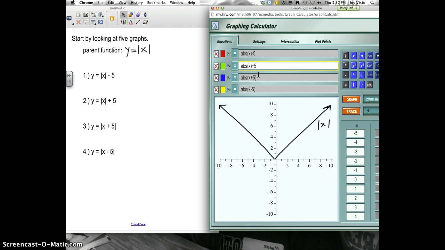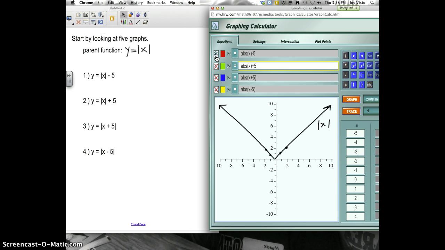Okay? I already have the parent function up here. And this function was graphed because if you think about it, the absolute value of when x is 1, it's 1. When x is negative 1, it's 1. When it's 2, it's 2. When it's negative 2, it's 2. And so that's how we got all these little points on here. Okay, so that's our parent function. Now I'm going to turn these on and off, and we're going to talk about how the graph moved.